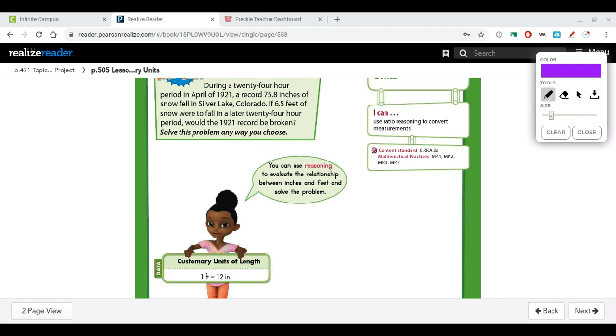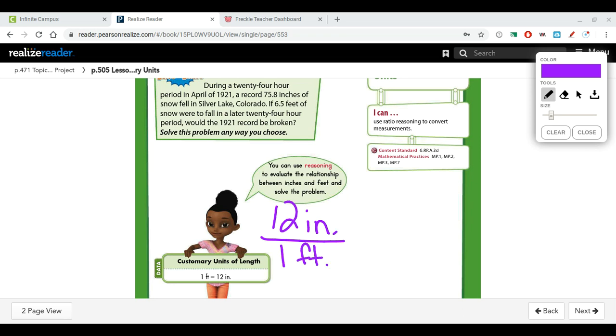It says during a 24-hour period of April 1921, a record 75 and 8/10 inches of snow fell in Silver Lake, Colorado. If 6.5 feet of snow were to fall in a later 24-hour period, would the 1921 record be broken? So I'm going to write this as a conversion factor. I'm going to write 12 inches equals 1 foot. Okay, so this is my conversion factor.